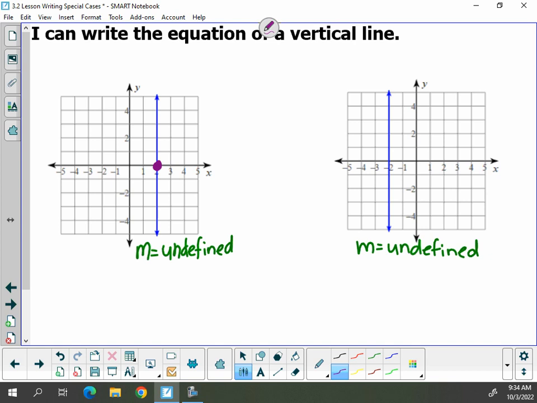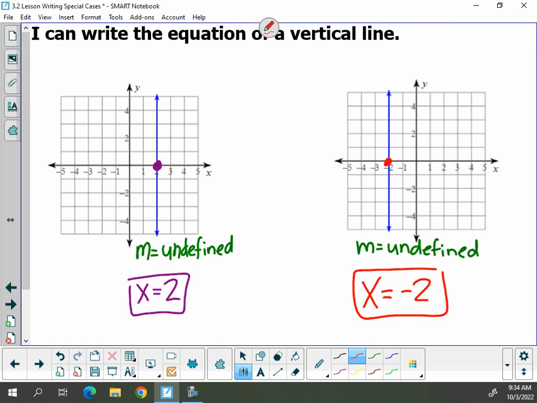Just like on our last one, we used the y-intercept and we said y equals and then whatever that number was. Here we're going to use the x-intercept and we're going to say x equals whatever that intercept is. And that's the equation of our line. Same thing over here, we find our x-intercept because there is no y-intercept. And we say that x equals whatever that intercept is, -2. Whenever we have a vertical line, we're going to have an equation for that line that is x equals, and then wherever it crosses the x-axis.